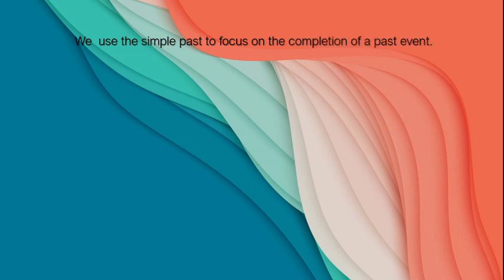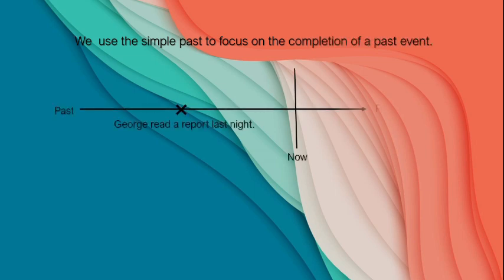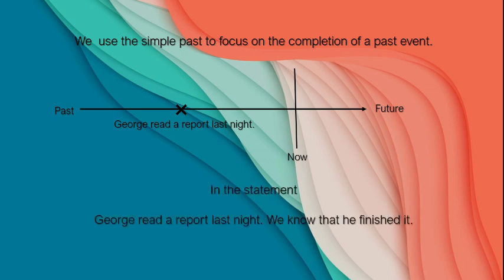We use the simple past to focus on the completion of a past event. Let's look at the following example. In the statement, George read a report last night, we know that he finished doing something. He finished reading the report.